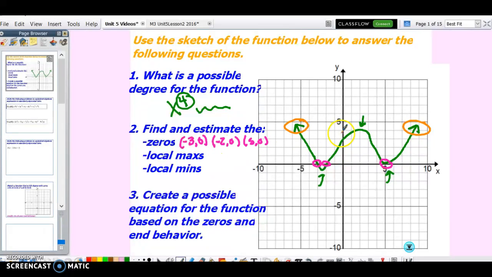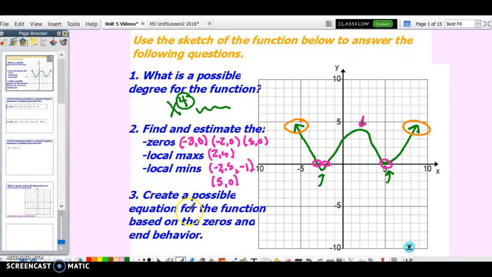Local maxes, those are the ones at the very top, so this arrow right there, that local max we could estimate to be 2, 4, we could say. Just making sure you know what those terms mean here. Local mins, this one will be a little tricky. How about -2.5, -1, something like that is fine. And again, they're all in coordinate form because they're all a point on the graph. And then here's a min, a local min also, so we would say that's at 5, 0 also.